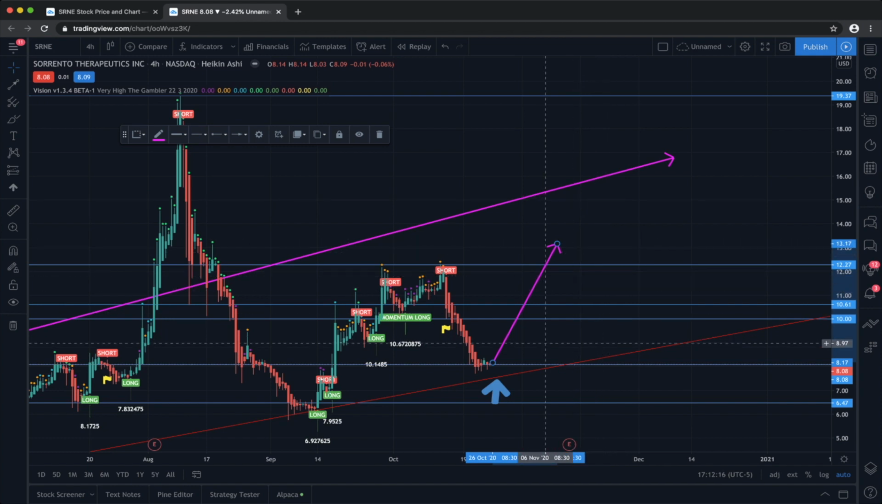But you can always, if it does start to get smacked back down at $10, get out of it there and then wait for it to come back down, find some support down here on one of our lines that we drew, get back in it and do the same thing over again.